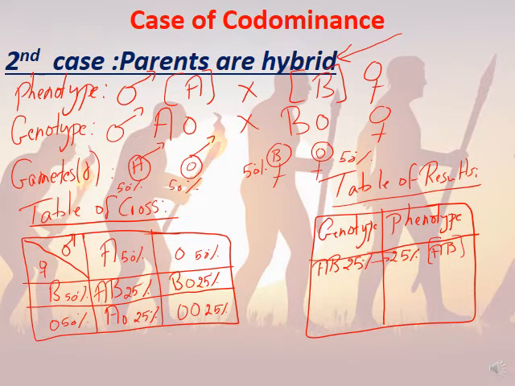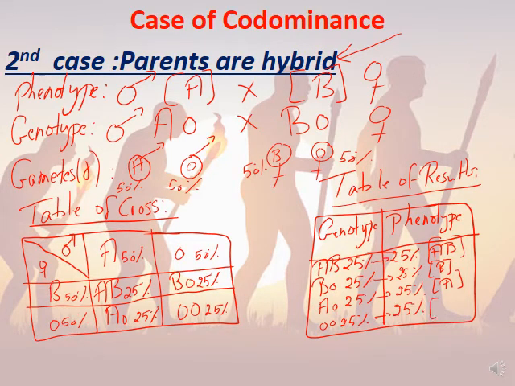And we have BO, 25%. And since B is dominant over the O, which is recessive, we have 25% individuals having blood group B. AO, 25%, meaning that 25% have blood group A, and OO, 25%, meaning that we have 25% having blood group O. So here we have 4 different results, 4 different blood groups.